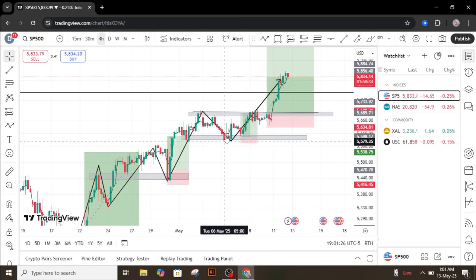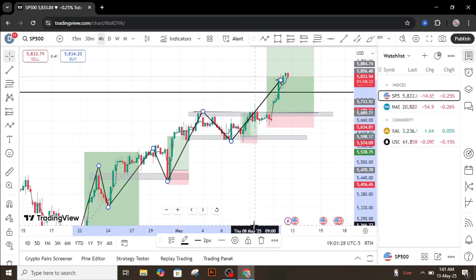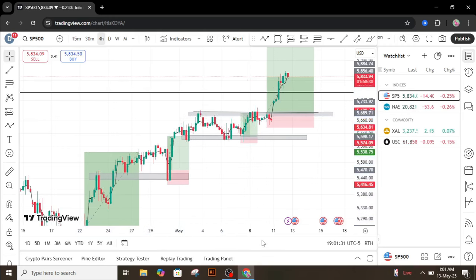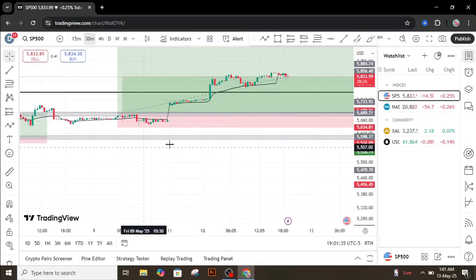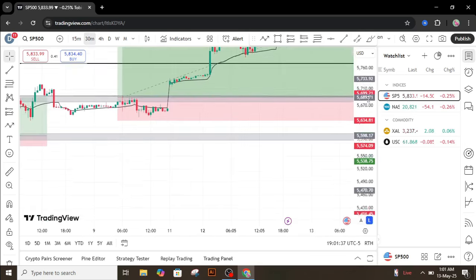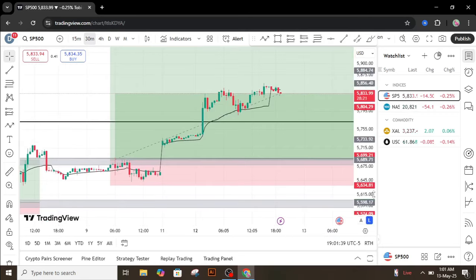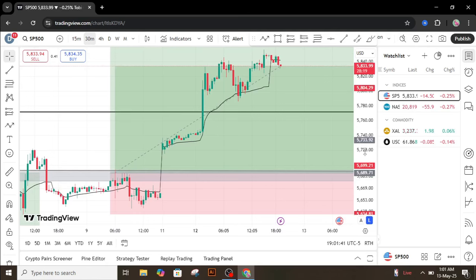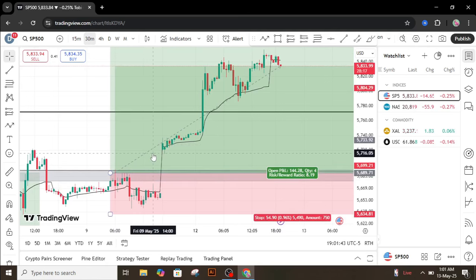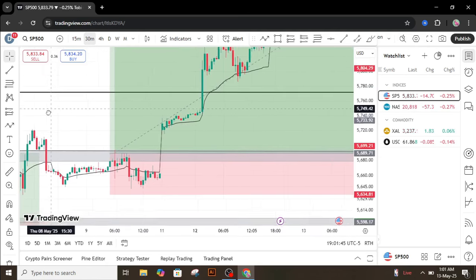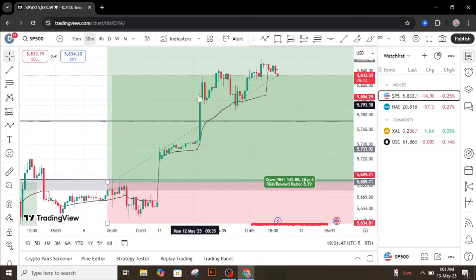So when you identify this, the next thing you want to do is drop down to either 30 minutes or 15 minutes and look for entry. So let's drop down to 30 minutes, for example. On 30 minutes you want to look for a pullback into the VWAP. When you see a pullback into the VWAP, you want to consider buy.